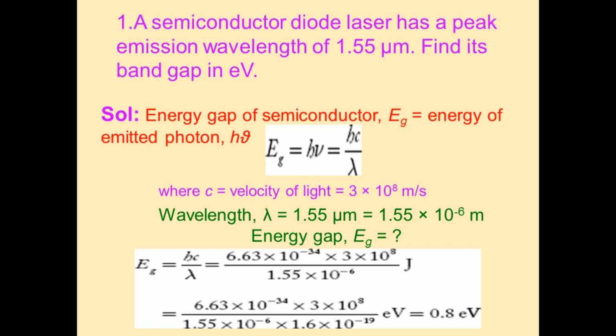So E equal to hc by lambda, 6.63 into 10 power minus 34 into 3 into 10 power 8 by 1.55 into 10 power minus 6. We get the answer in joules. To convert into electron volt, we have to divide with 1.6 into 10 power minus 19. By simplifying, you get the answer of 0.8 electron volt. So in this case, the energy band gap is about 0.8 electron volt.